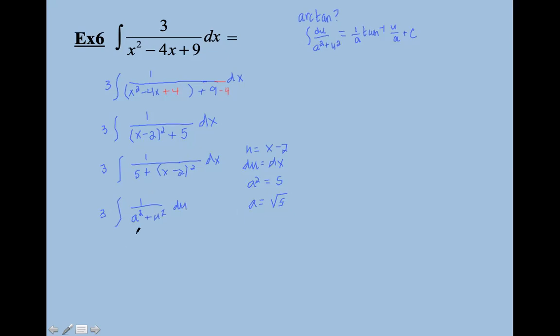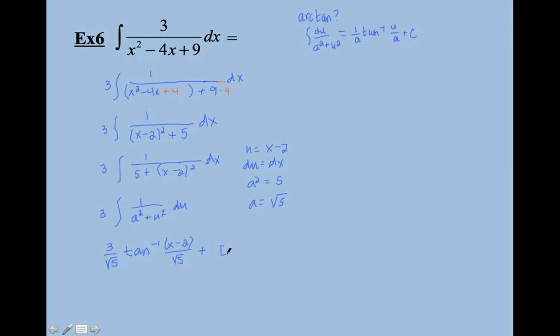So our antiderivative then is going to be, and I've got this 3 that's going to get carried through. I'm going to have 3 over a, which is the square root of 5, times the arctangent. Then we put in our u, and our u is x minus 2, over our a again, right? There's our a. Our a is the square root of 5, plus c.